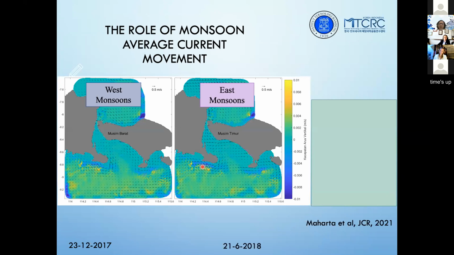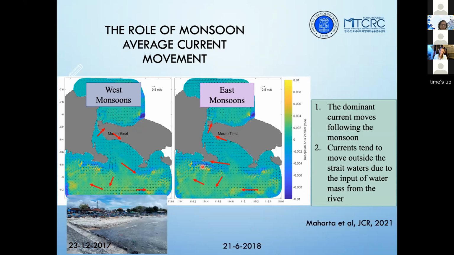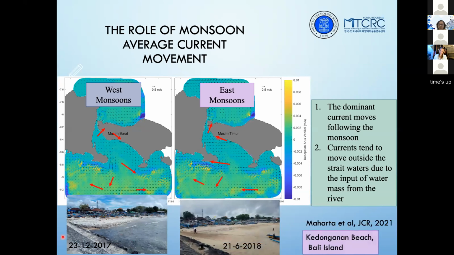And the other one is the role of monsoon. You can see here, this one we have a very different situation: the west monsoon and the east monsoon. The first figure you can see here is the same location, taken from Pedonganan Beach in Bali Island.